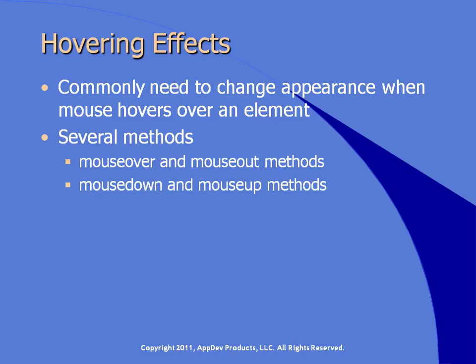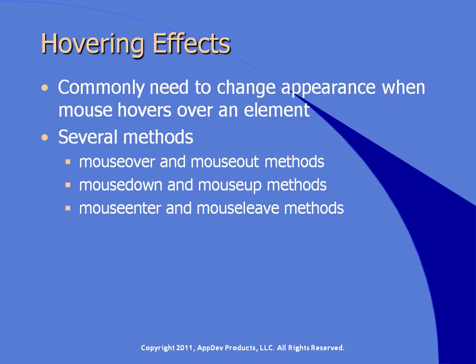Then the mousedown and mouseup methods bind to the JavaScript mousedown and mouseup events, or trigger those events. So these events let you handle when the mouse is over an element and the user clicks and releases the mouse button. And then the mouseenter and mouseleave methods bind an event handler to when the mouse enters or leaves an element, or trigger those events.